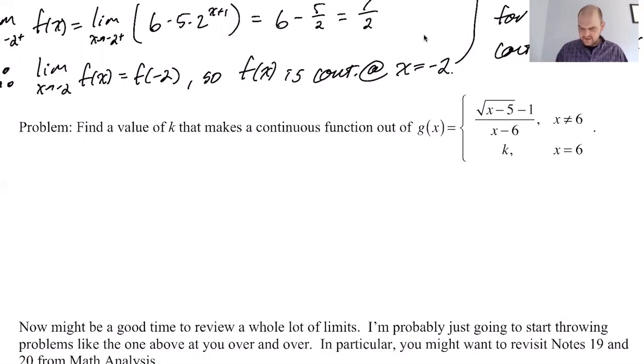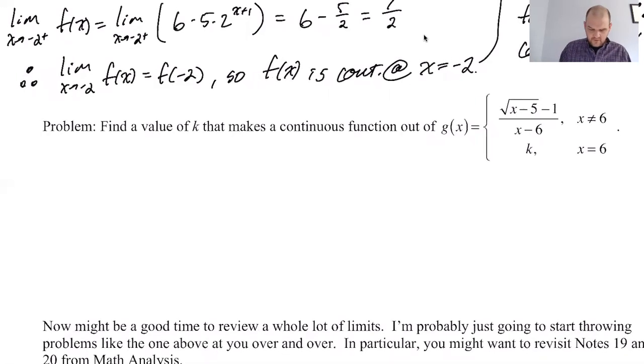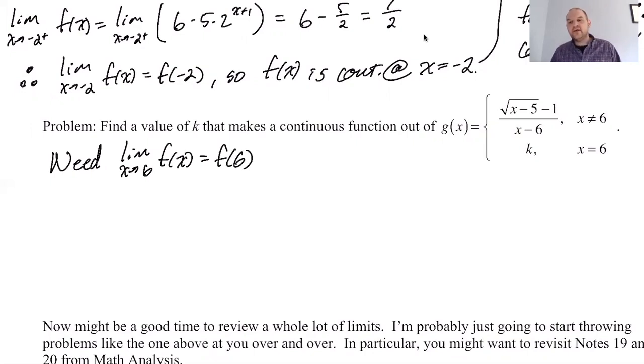All right, so let's see. I need the limit to equal the value of the function. So let me write that down. I need the limit as x approaches 6 of f of x to equal f of 6. So that's like my game plan, right? F of 6 is definitely going to be k, by the definition of this thing. So really what I need to focus on is the limit as x approaches 6 of f of x.